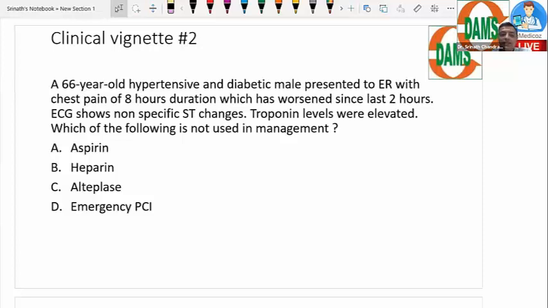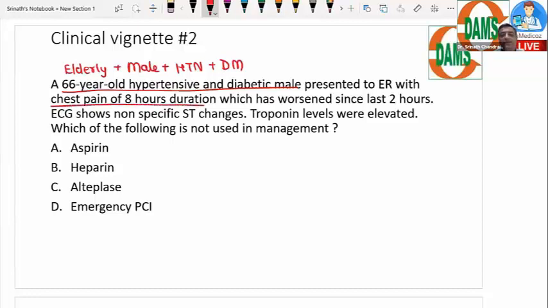Let's come to the next step, the next clinical vignette that we want to see. What is this patient having now? A 66-year-old hypertensive and diabetic male. Again, we are looking at an elderly male, plus male gender, plus hypertension and diabetes, which are adequate risk factors for coronary disease. He presented to the ER with chest pain of 8 hours duration.